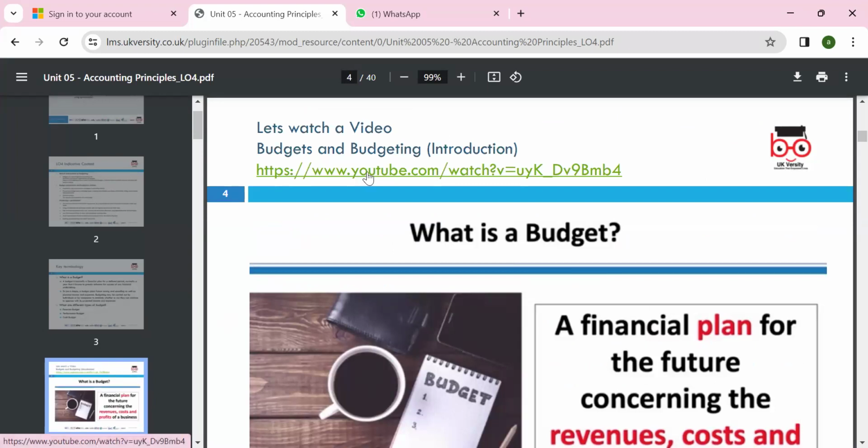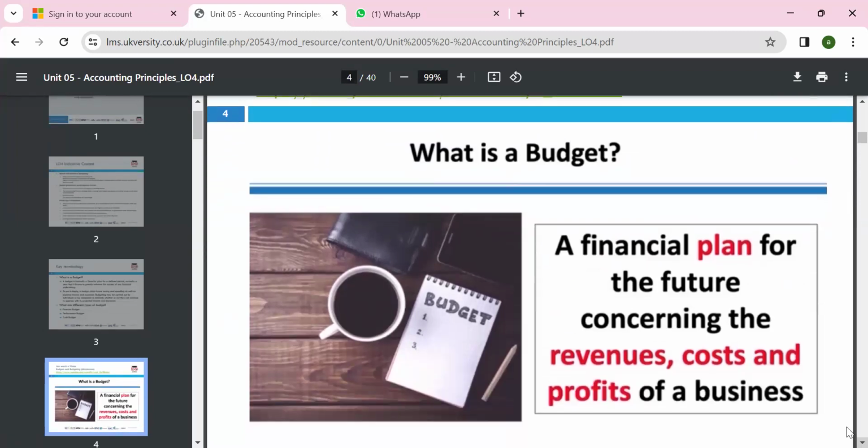So what is the budget? Budget is the financial plan for the future. It consists of revenue, which means sales. It can be cost. It can be profit for a business.